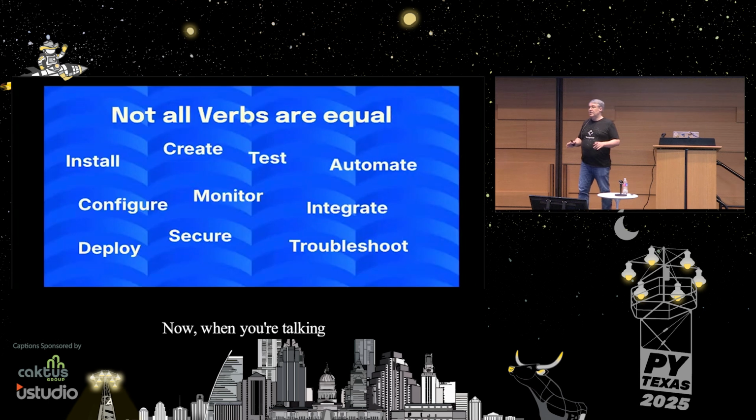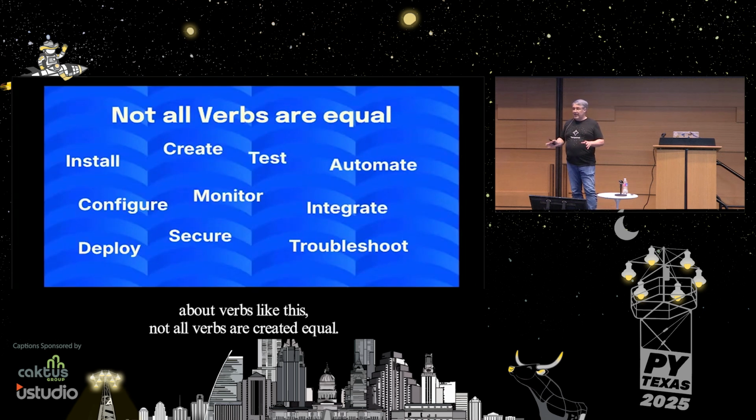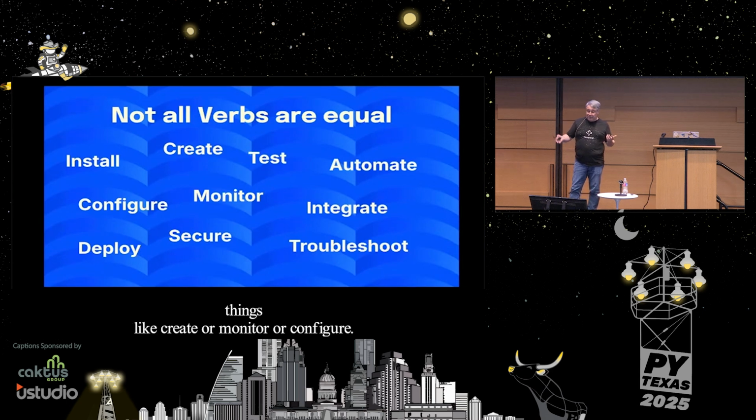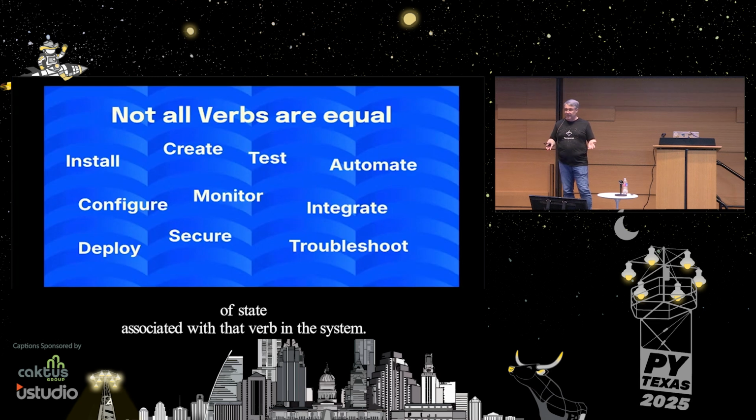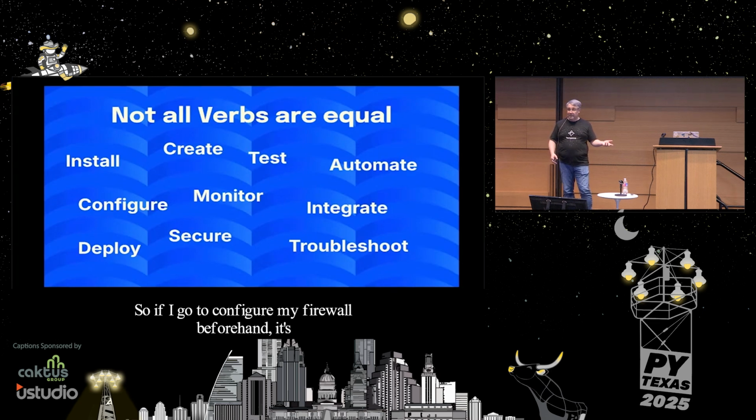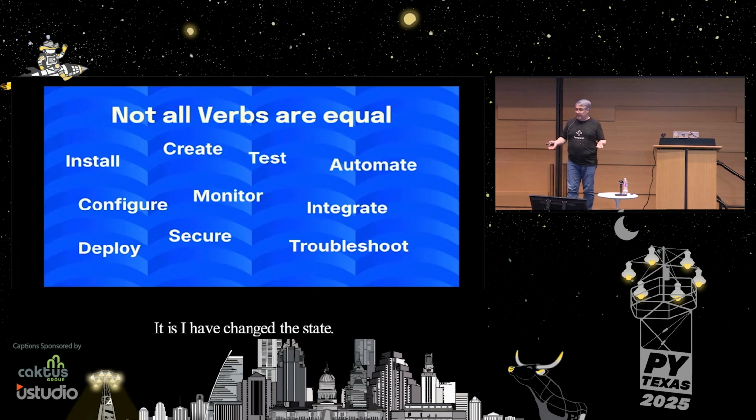Now, when you're talking about verbs like this, not all verbs are created equal. You want to look for verbs that have an action in them. Things like create or monitor or configure. And the way to think about this is there should be a change of state associated with that verb in the system. So if I go to configure my firewall, beforehand it's not configured, afterwards it is. I have changed the state. The firewall is now configured.